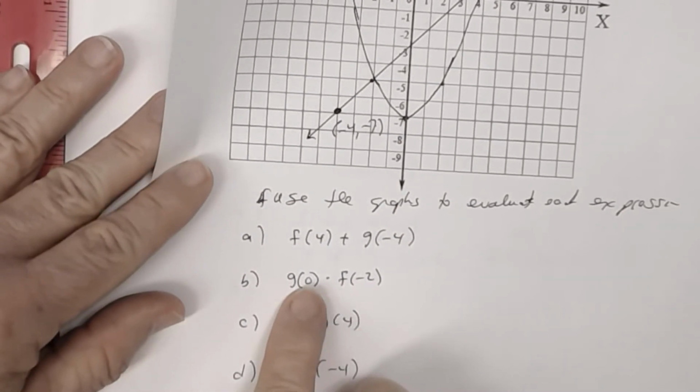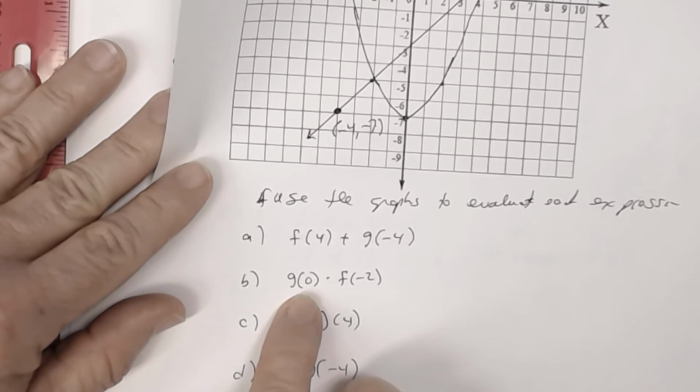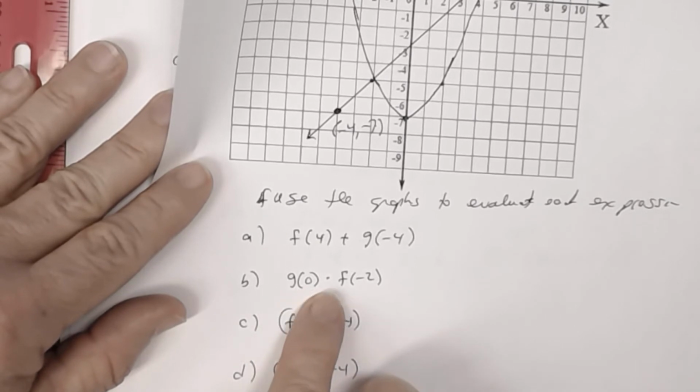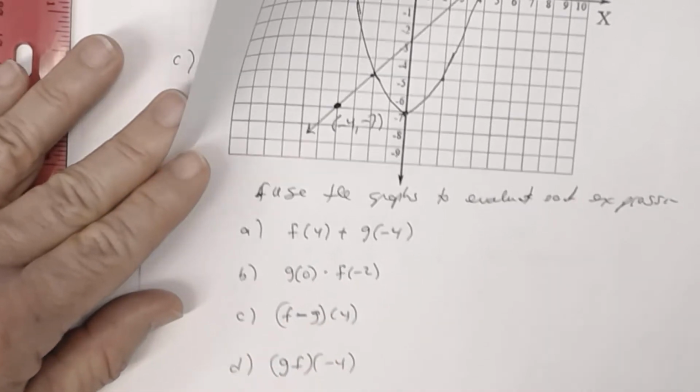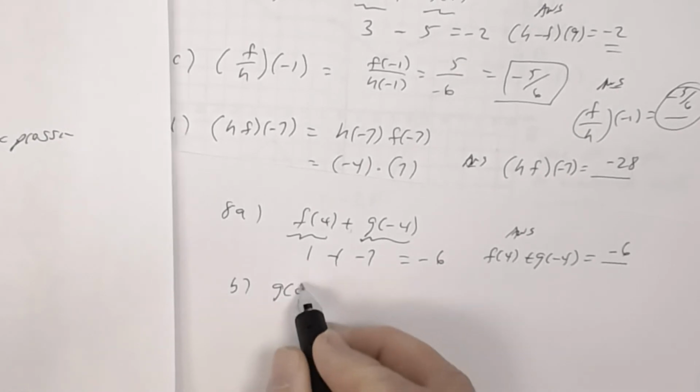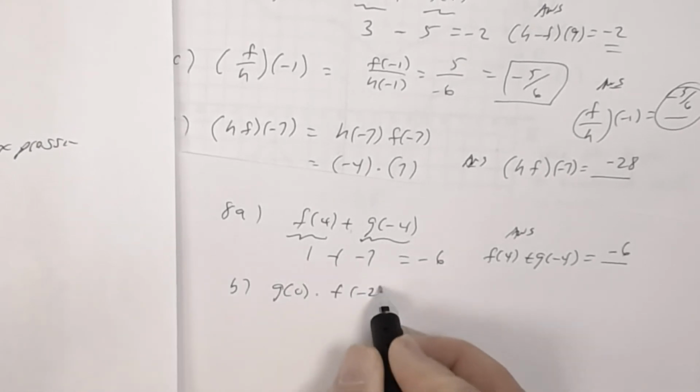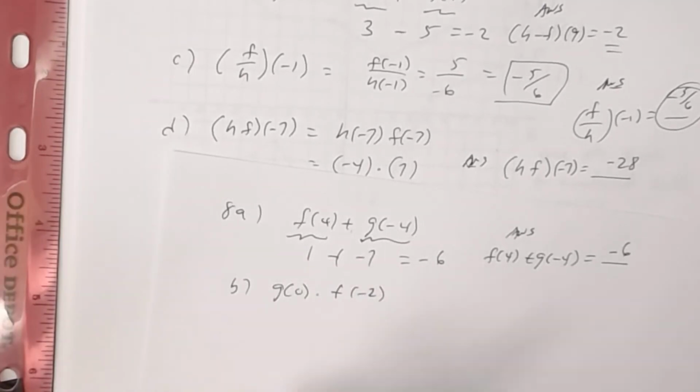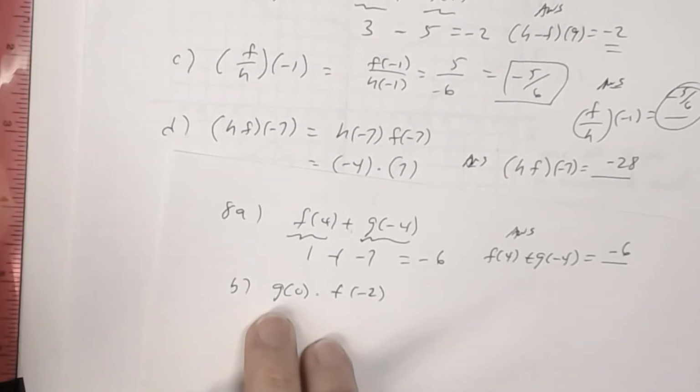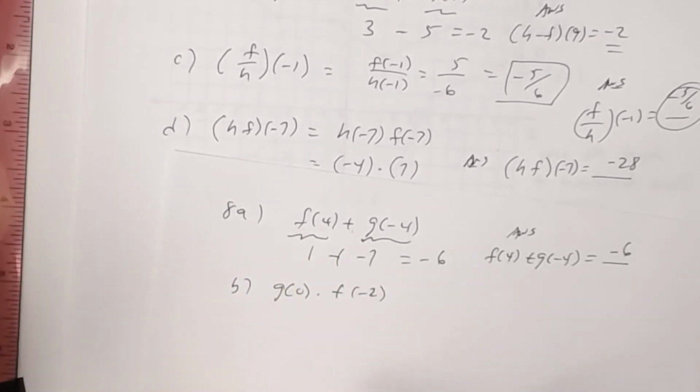Okay, so be careful. Make sure you read carefully. This says I want to find g of 0 times f of negative 2. Okay, so g of 0 times f of negative 2. So let's find g of 0 first. So make sure you go into the right function. I put that in there to make sure you see. You really need to make sure you have the right function.